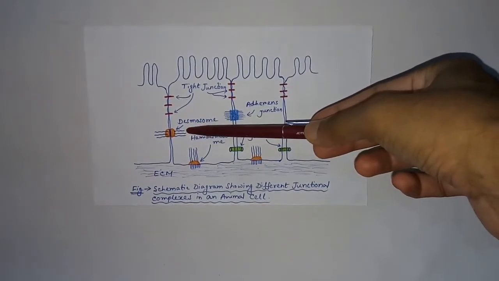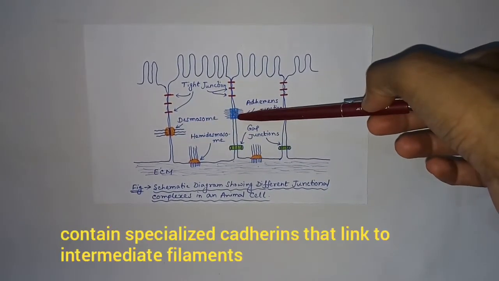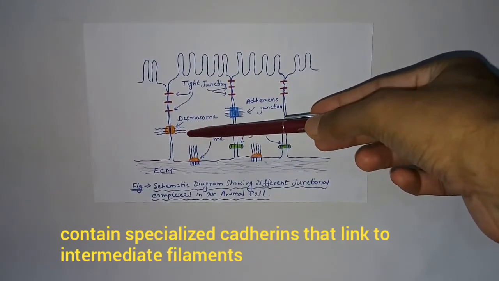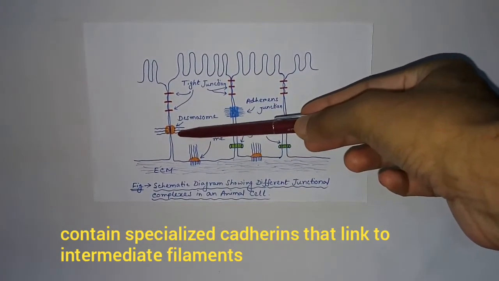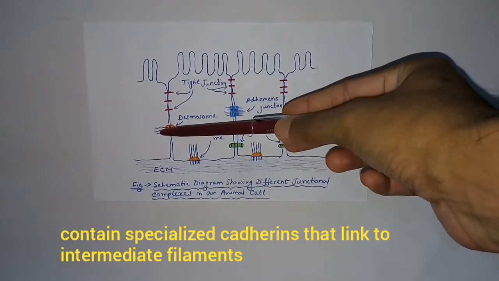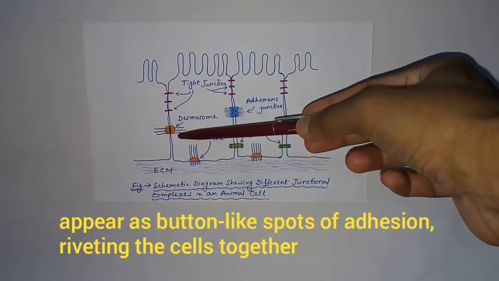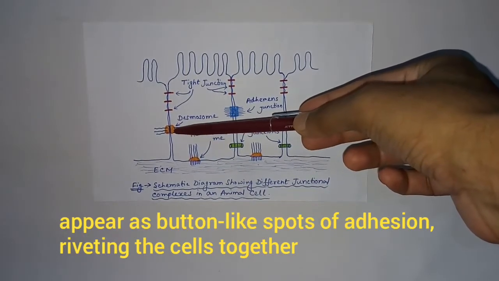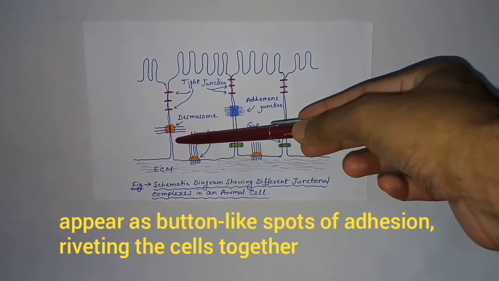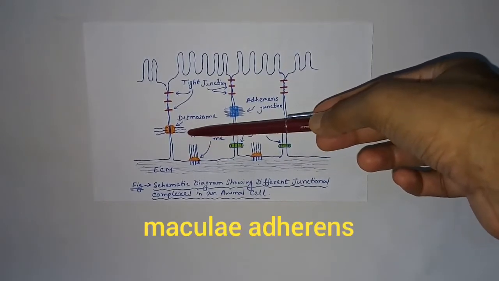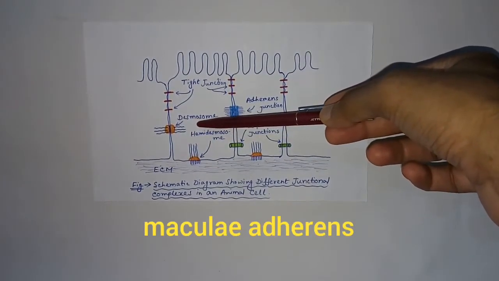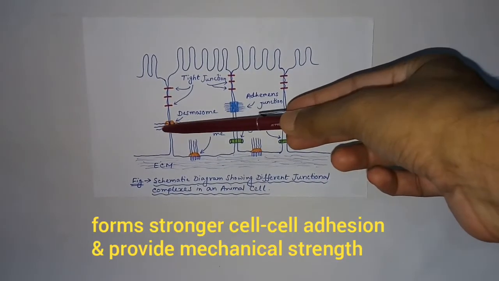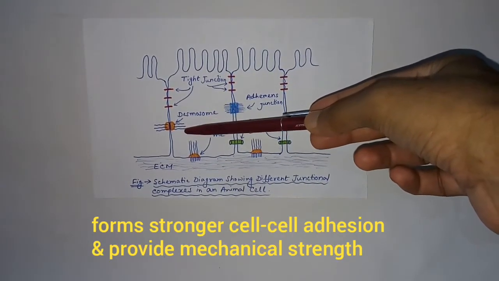Desmosomes are structurally similar to adherence junctions, but contain specialized cadherins that link to intermediate filaments instead of actin filaments. They appear as button-like spots of adhesion, riveting the cells together. They are also known as maculae adherens. These form one of the stronger cell-cell adhesion and provide mechanical strength.